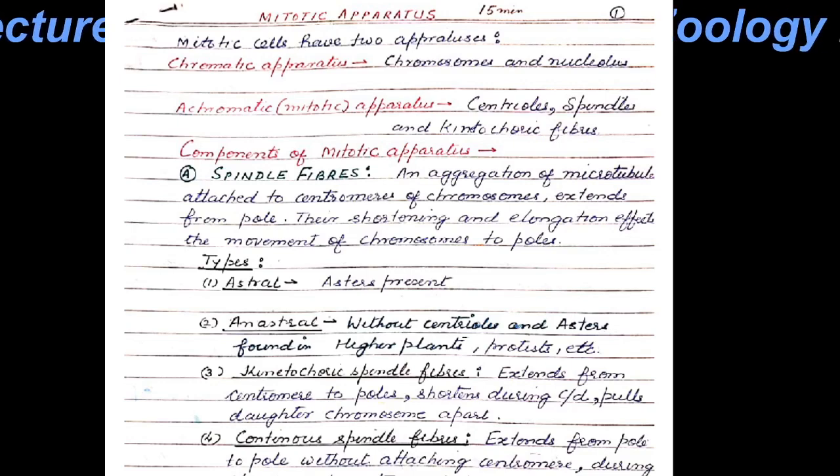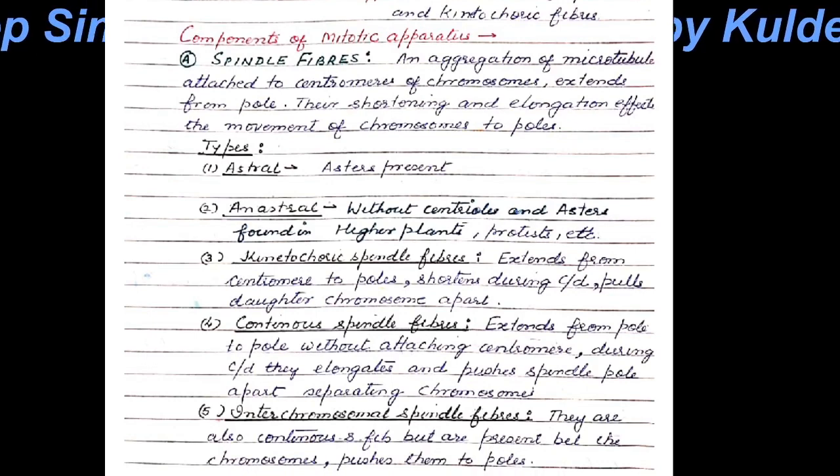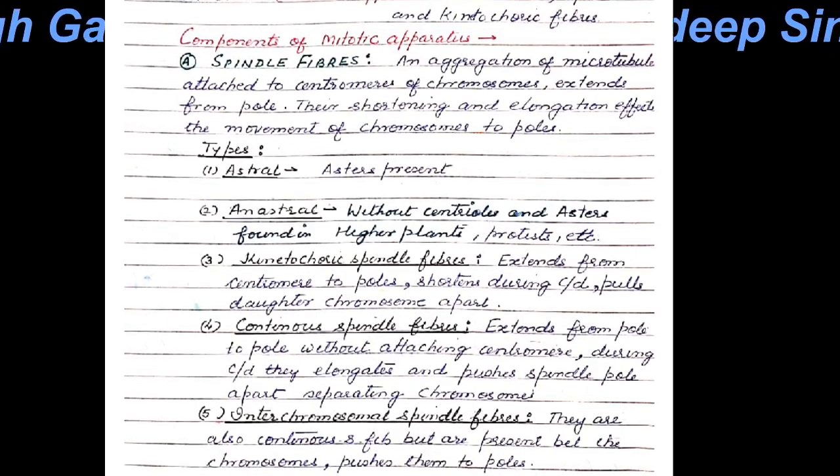The spindle fibers are of two kinds. Kinetochoric spindle fibers extend from the centromeres to the poles. When they shorten during cell division, they pull the daughter chromosomes apart towards the poles. Another kind of spindle fibers are called continuous spindle fibers. They extend from pole to pole without attaching to the centromeres. During cell division, they elongate and push the spindle poles apart, separating the chromosomes.